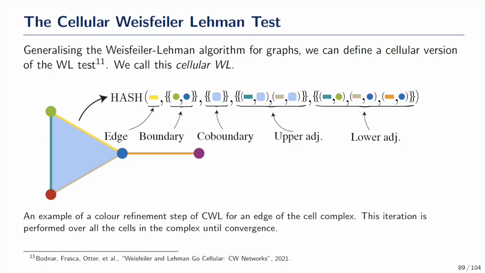Then we hash the colors of the things on the boundary, so we have two vertices. Then the co-boundary, which is this higher dimensional thing the yellow edge is on the boundary of, this triangle, we put its color there. Then we have upper adjacencies, which are given by these upper Laplacians that we talked about. Essentially this yellow edge is upper adjacent to this edge and this edge because they're all part of the same triangle. Right? Then we have lower adjacencies.